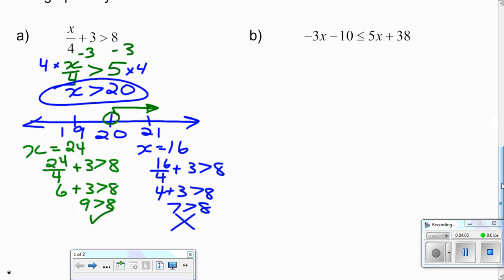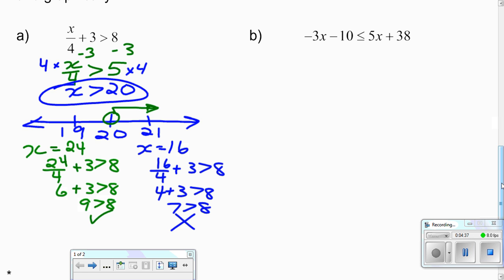Letter B. No fractions this time, so that's good. But we do have one variable, but more than one time. So we have like terms that we need to group. Now, I always want to group my variable first in such a way that I can make it positive if possible. So if I move the 3x, I'm going to be adding 3x to both sides, so then I'll have positive 8x. That's good. If I moved the 5x, I would have to subtract 5x from both sides, and then I would have a negative 8x on the left.